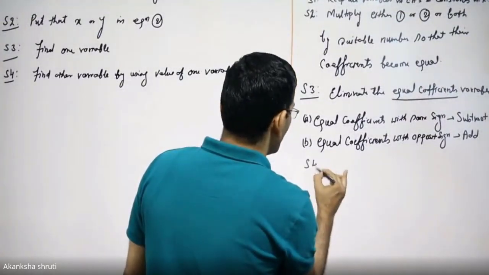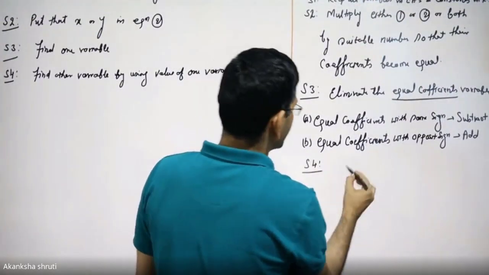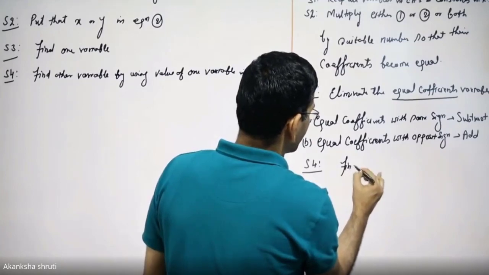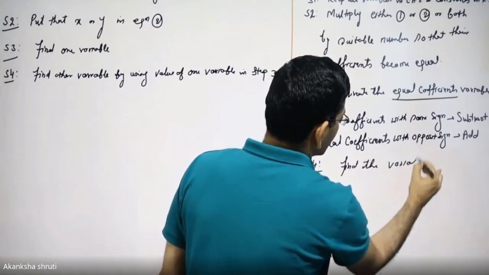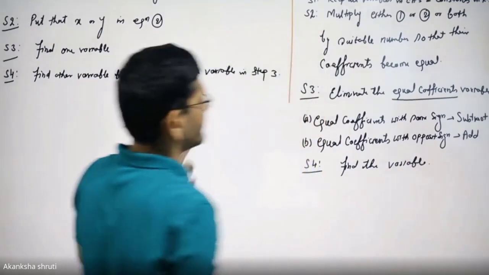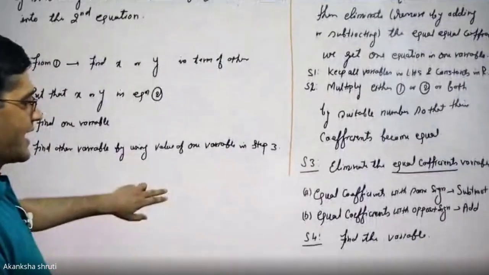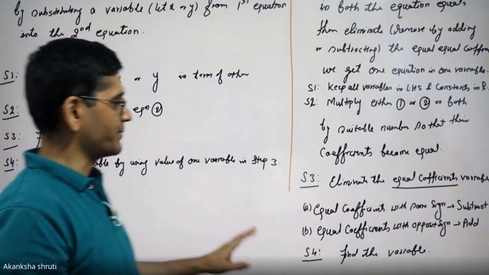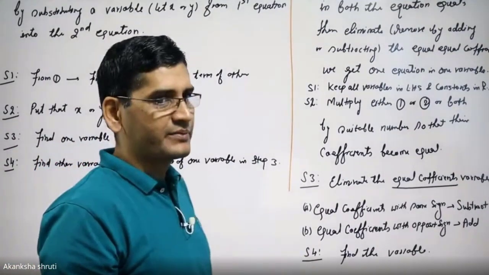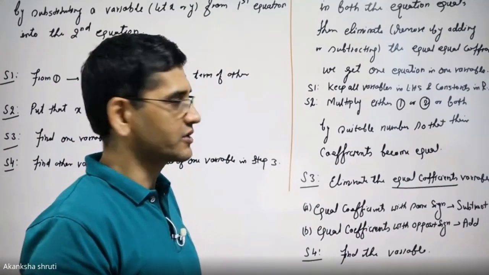Step number 4, find the variable. तो आपको जस्ट एक इक्वेशन बन जाएगा, आप उसके वेरिएबल को निकाल दीजिए. This way I have written even all the steps also. You also must write it. ये आपको काम आता है. आप इतना लिख के रखेंगे, आप यदि मिस किए तो कहां गलती करते हैं आपको पता चलता है.